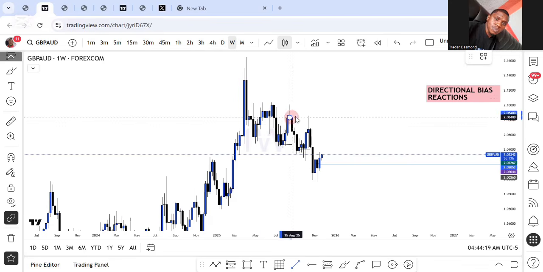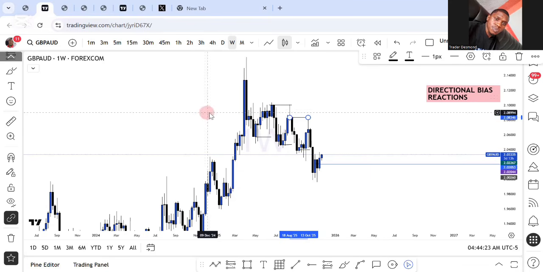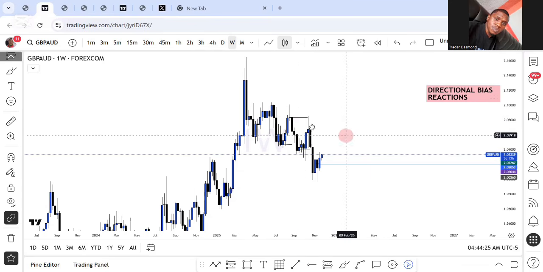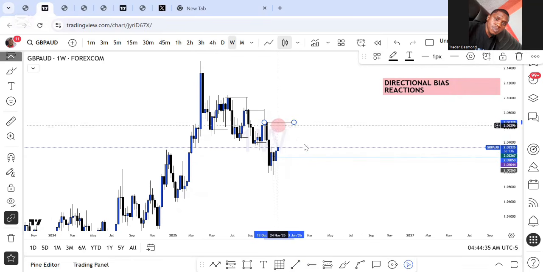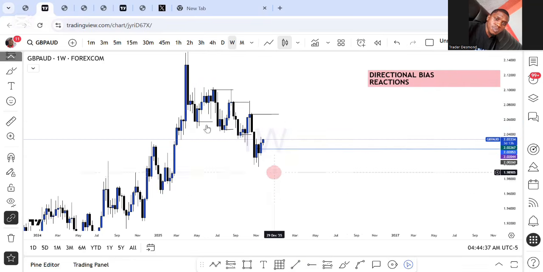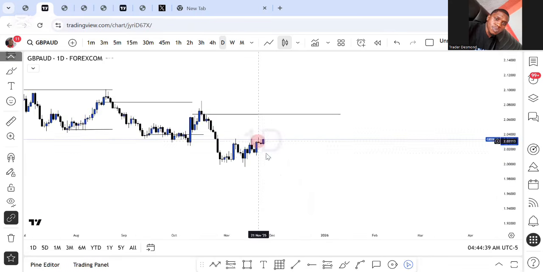So you can see that we also have a rejection of this valid key level as well. You can see that the market rejected from this key level, and after that rejection, possibly this is the next area you should be looking at for your rejection, right? But the market hasn't come to this particular place here. So let's go to the daily time frame and see what we are having.